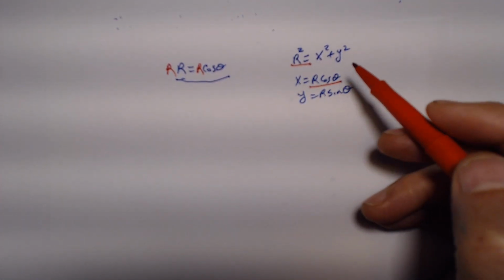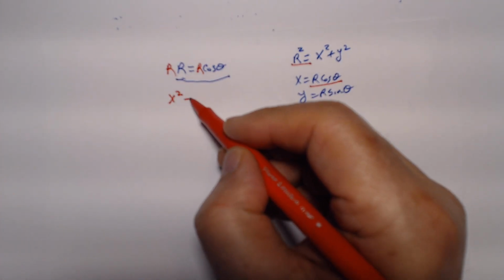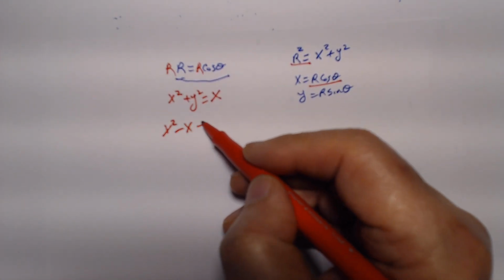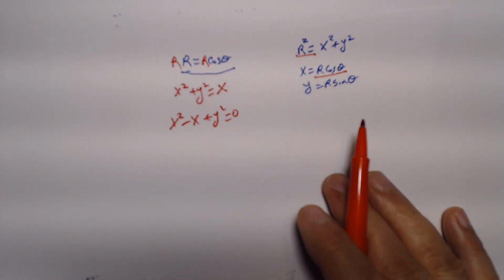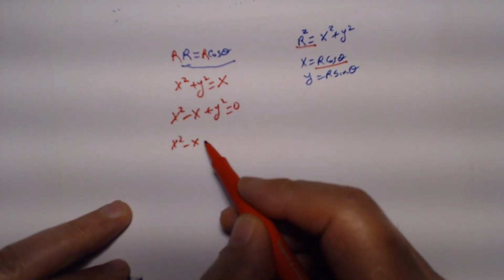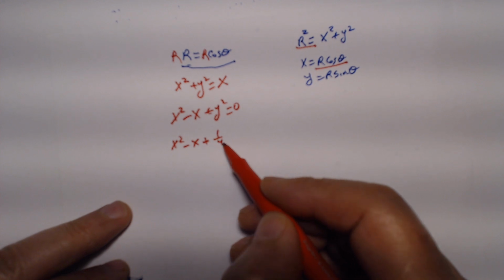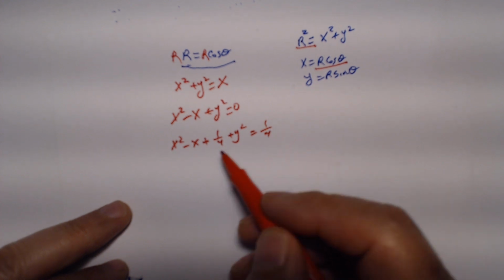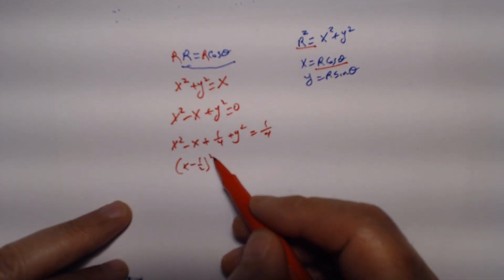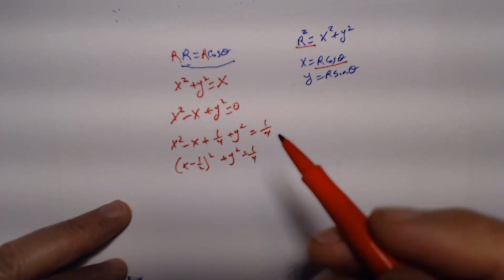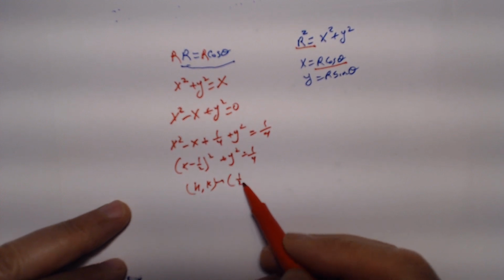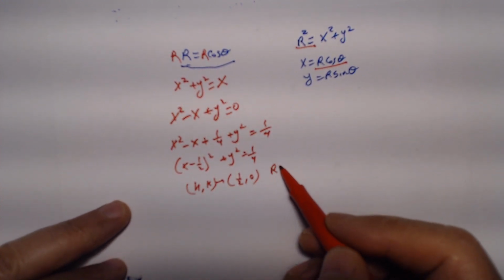And I do have the r squared to the left and I have r cosine to the right, and that becomes x squared plus y squared equal to x. If I bring the x to the other side, I can complete the square, and that becomes x squared minus x plus 1/4 plus y squared. I take half of the 1 and I square it and I add it to both sides. This is x minus 1/2 squared plus y squared equal to 1/4. Therefore, this is the equation of a circle that h and k is 1/2 and 0, and the radius is 1/2.